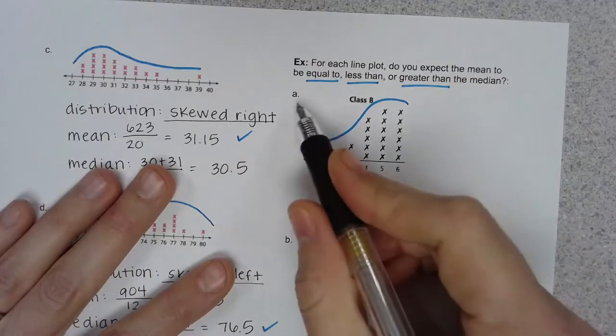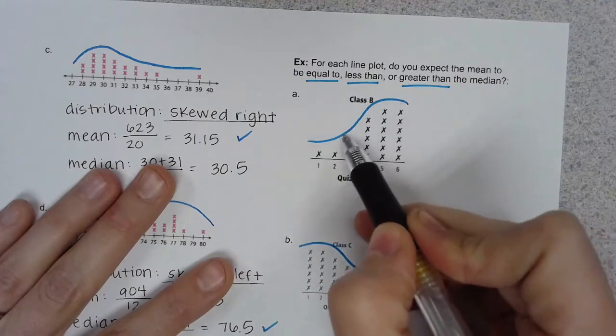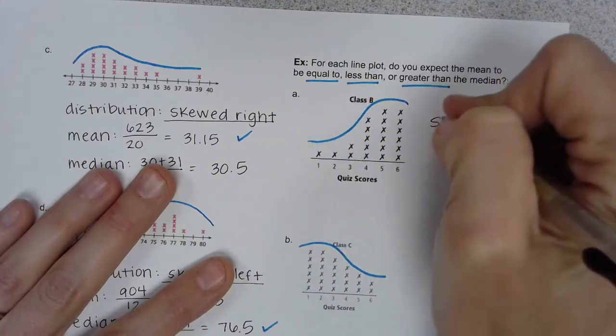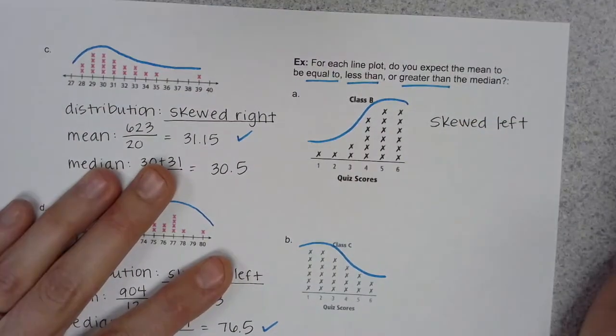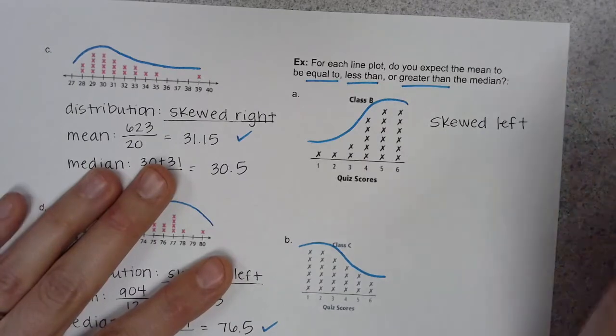In this first example A, the data is all piled up on the right, it pulls down to the left, and so for this one we can say first that the data is skewed to the left. Because the data is skewed to the left, we don't have to calculate the mean or the median, but we can expect that the mean would be less than the median.